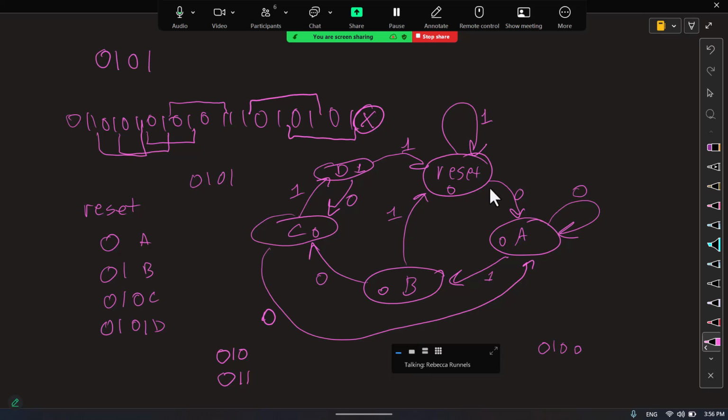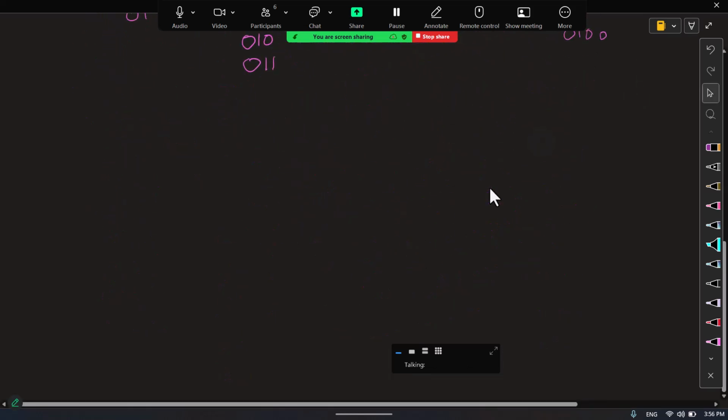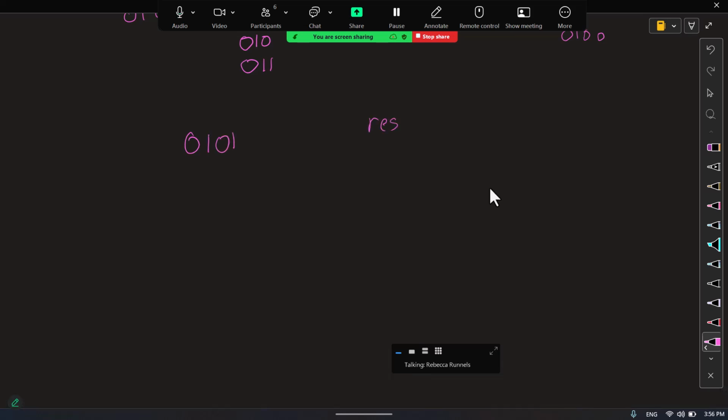If this were a Mealy machine, would I need a state D? Would y'all like to redo this as a Mealy machine? Yes. Yeah, why not? I think it'd be good. Okay, so reset.